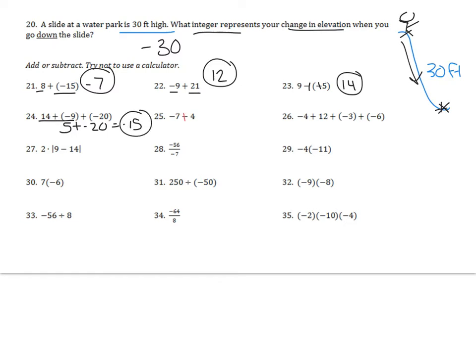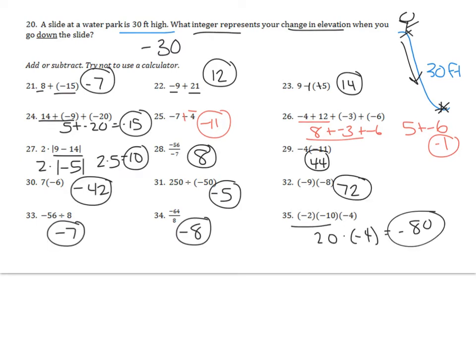I'm going to add the opposite, so it's negative 11. Order of operations, 8 plus negative 3 plus negative 6. 8 plus negative 3 is 5. 5 plus negative 6 is negative 1. And I'm going to fill in the answers for the rest now.